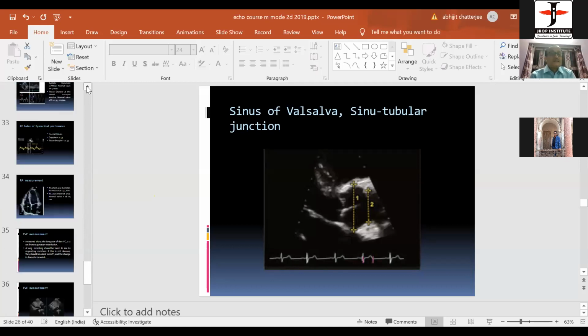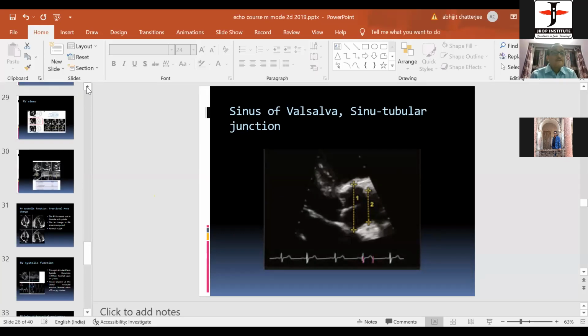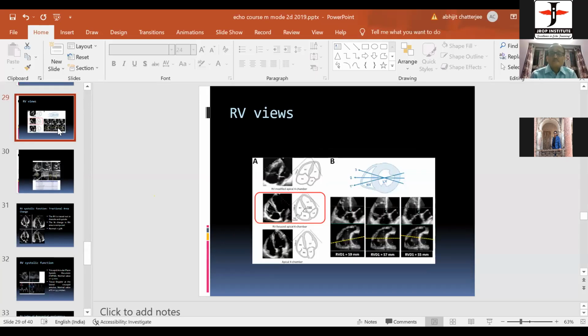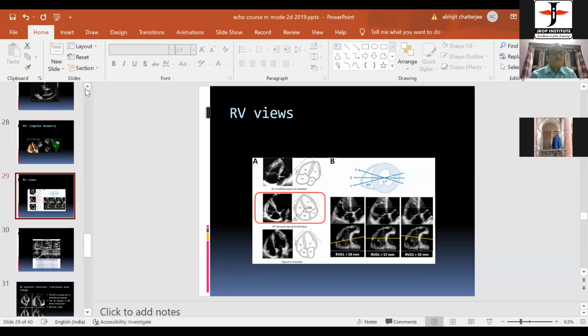Sir, another thing. Sometimes in mitral stenosis or mitral regurgitation, the surgeon wants to know about the annular diameter. So in which view should we give the annular diameter of the valve? The mitral annular diameter is measured in the apical 4-chamber view. So only one? We should measure in more than one view.